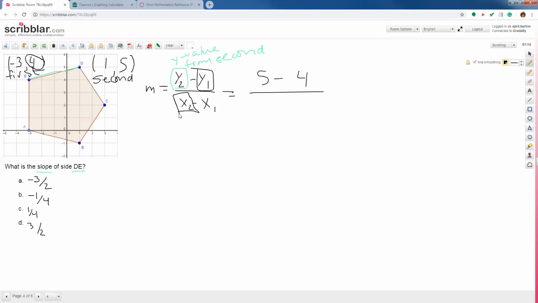Now we go through again, this time with our x's. What's our x value of our second point? That is 1. Minus from the formula, and then x value of the first point? -3. Good. So 5 minus 4, that's not so bad. What do we get from 5 minus 4? That's 1. But then it gets a little trickier when we have 1 minus -3.